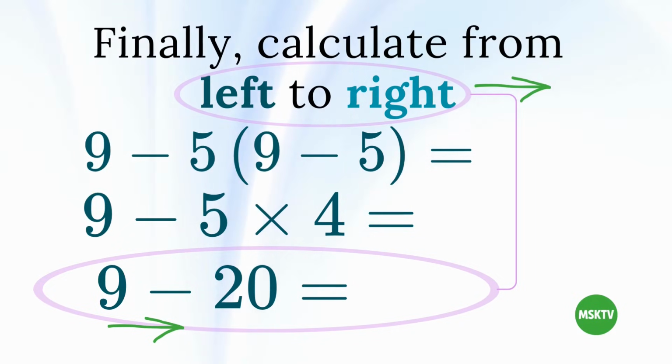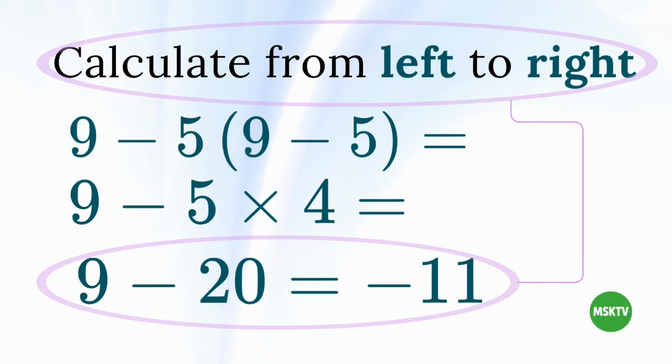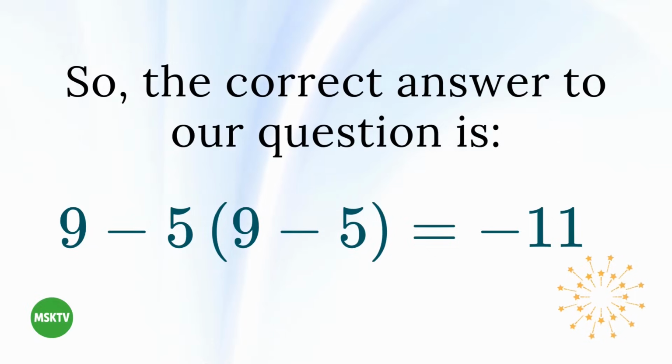Finally, we continue our calculation from left to right. We now have 9 minus 20, which equals minus 11. So, the correct answer to our question, 9 minus 5 times (9 minus 5), is minus 11.